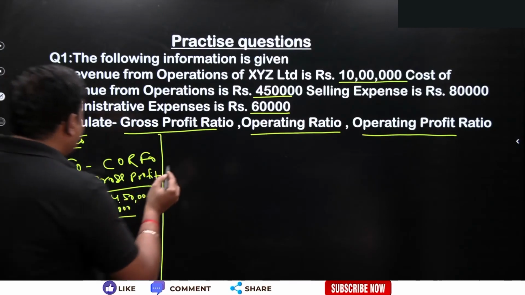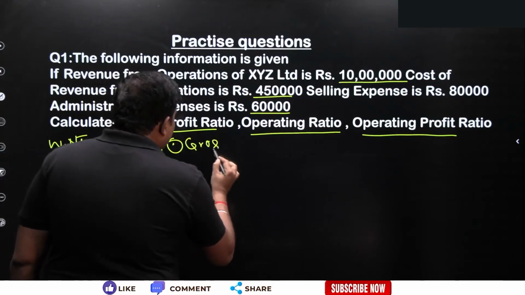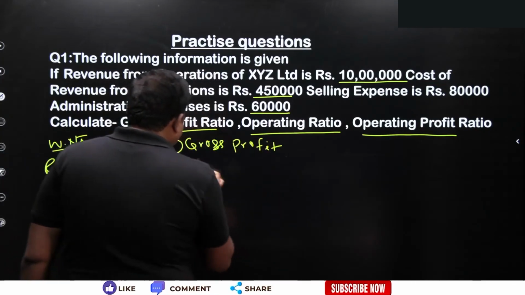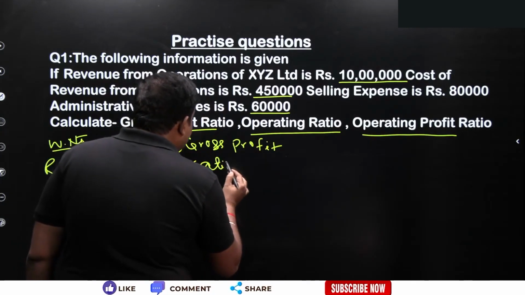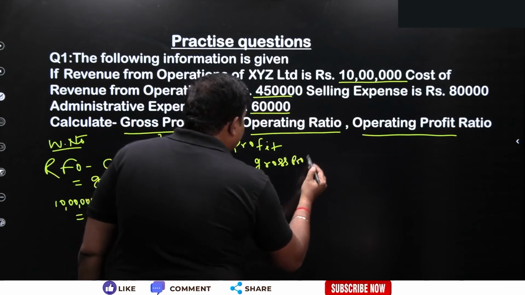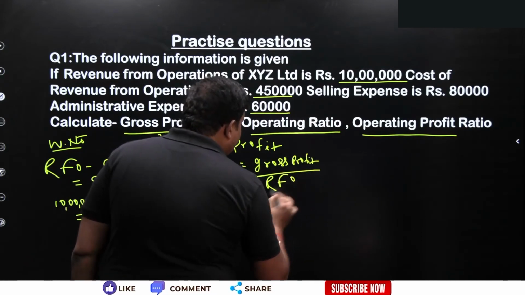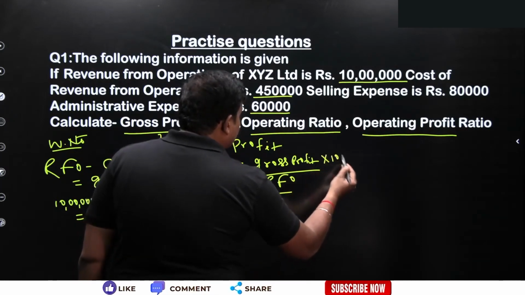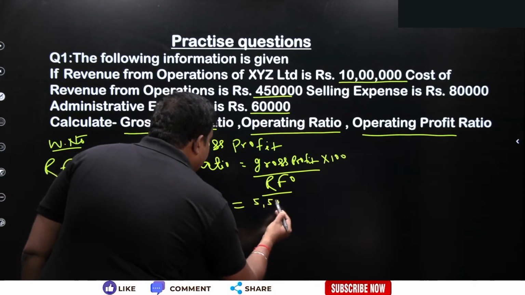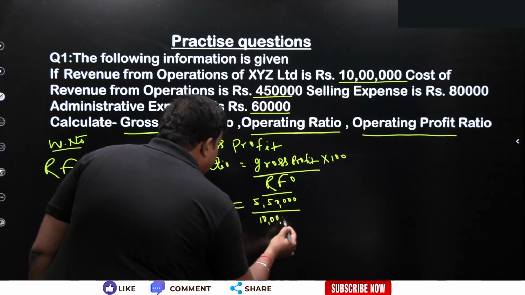Okay. So in order to calculate our first formula, that is gross profit ratio, the formula is gross profit upon revenue from operation into 100. So here the gross profit is 5.5 lakh and the revenue from operation is 10 lakh.